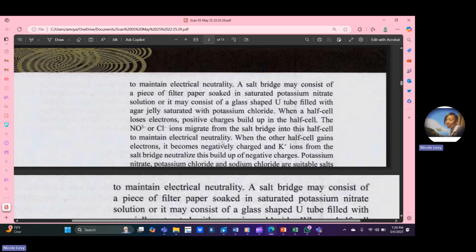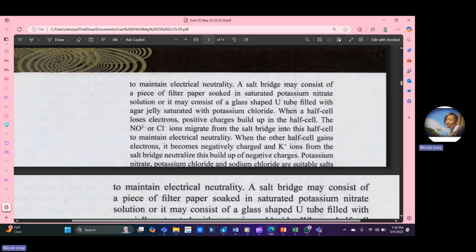When the other half cell now, which would be the copper half cell, gains the electrons, it's going to become negatively charged because it's gaining negative electrons. So what the salt bridge does now is release the cations in this case. The cation would be the potassium cation, and it's going to neutralize the buildup of the negative charge there. So let's sum it up.